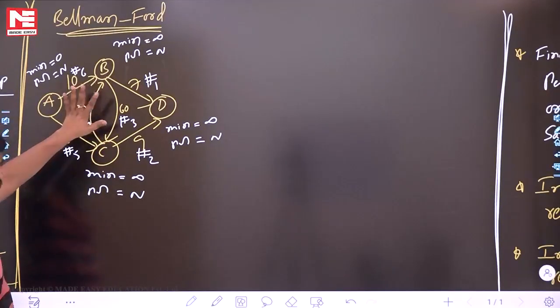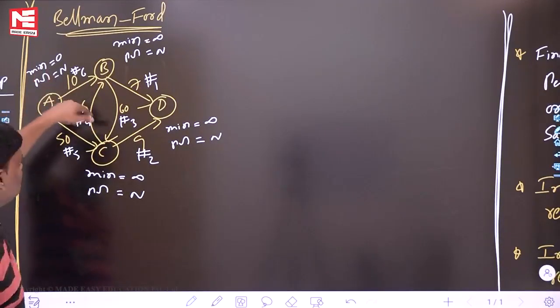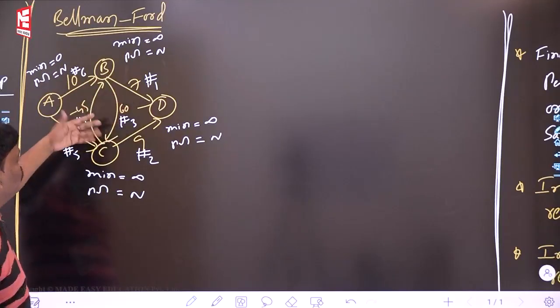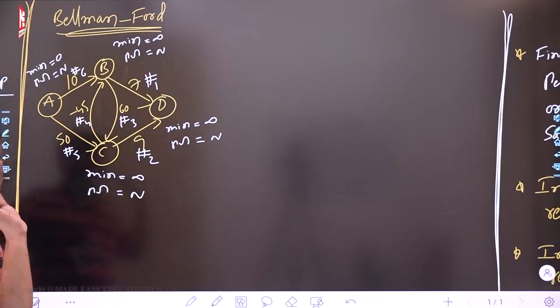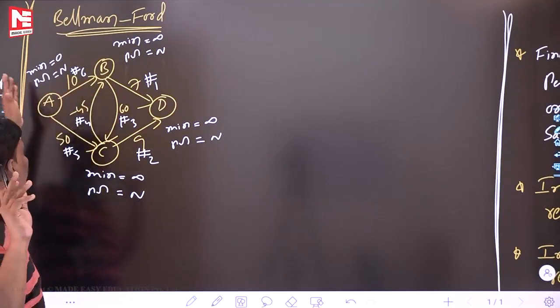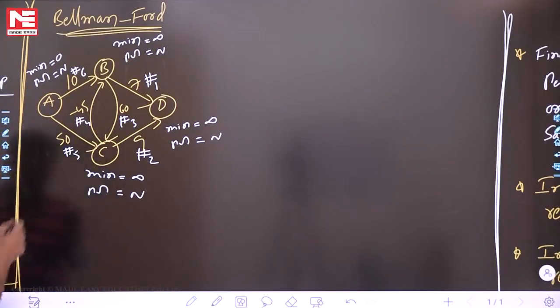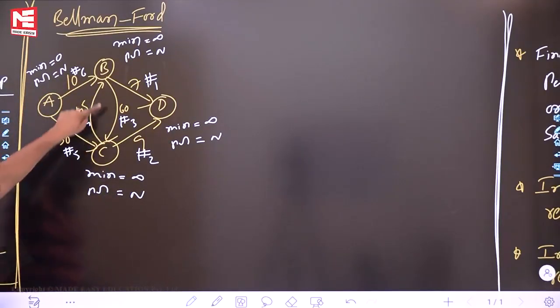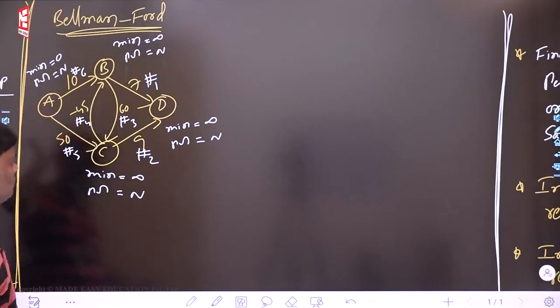On this graph, how many edges are there? For all edges, give a number. You can give whatever order you like, no objection: edge number 1, edge number 2, edge number 3, for all edges. Who is the edge number 3? This is edge number 3. What is that? B to C.